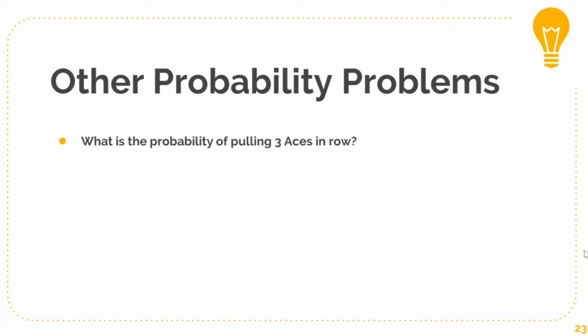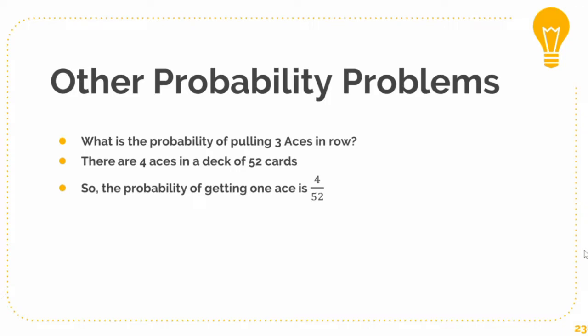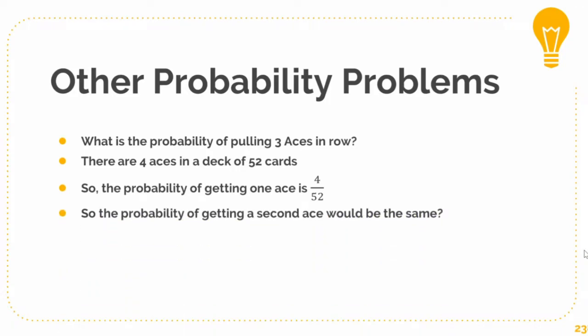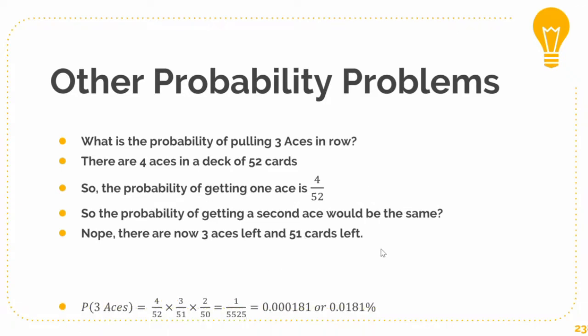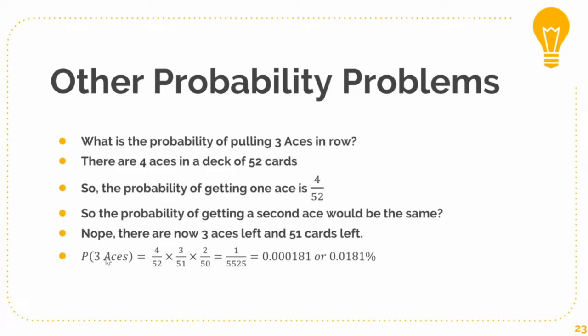What is the probability of pulling 3 aces in a row? Now there are 4 aces in a deck of cards. So the probability of getting 1 ace is 4 over 52. You would think the probability of getting a second ace would be the same. However, it is not. There are now 3 aces left and 51 cards. So the probability of getting 3 aces in a row is 4 over 52 multiplied by 3 over 51 multiplied by 2 over 50, which gives us this big number here, the denominator, and gives us this tiny probability of 0.0181%.